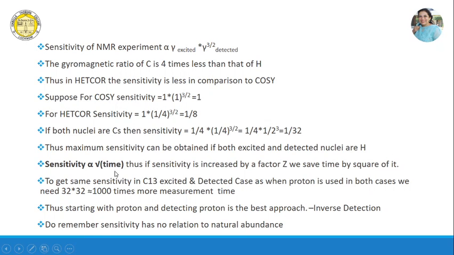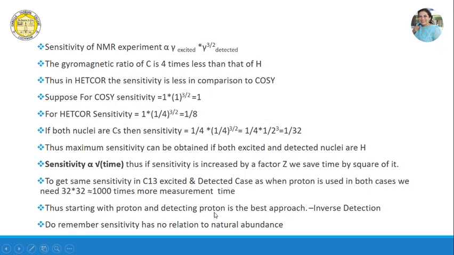Sensitivity is proportional to root of time. Thus, if sensitivity is increased by a factor of z, we save time, because as sensitivity increases, time will decrease. So, we save time by square of it. To get the same sensitivity in the C13 excited and detected case as when proton is used in COSY, we need 32 into 30, that is approximately 1000 times more measurement time if we take C13 on the F1 axis and F2 axis. Thus, starting with proton and detecting proton is the best approach and is referred to as inverse detection.